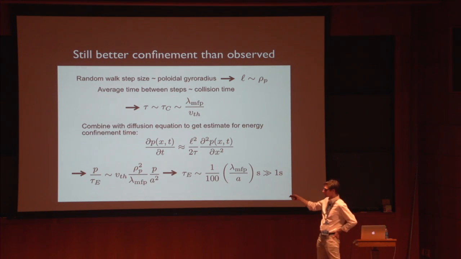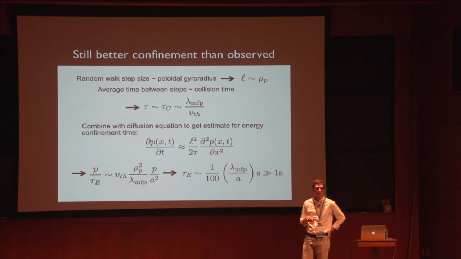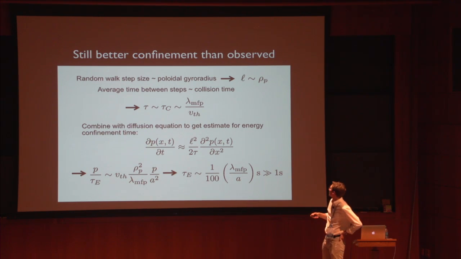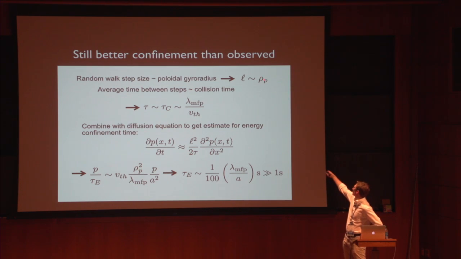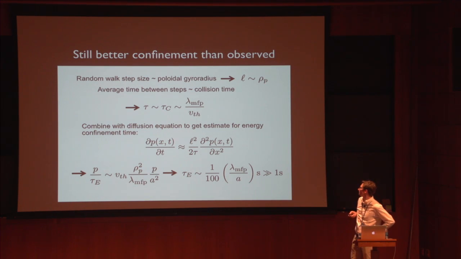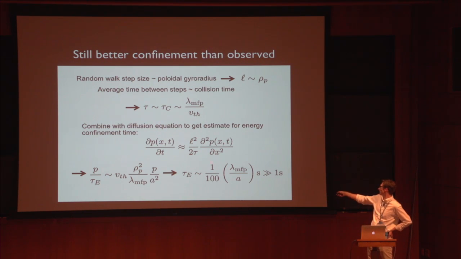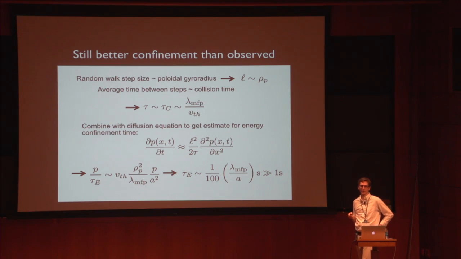And so we can go through the same analysis that I just showed you earlier for the classical collisions, where now the step size is replaced by this poloidal Larmor radius. And what you find is that the confinement time now is the same as it was before, but it's now smaller by a factor of 100.